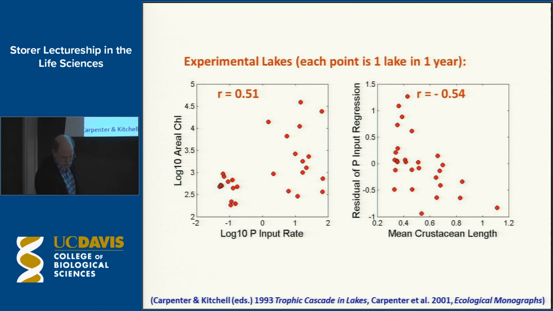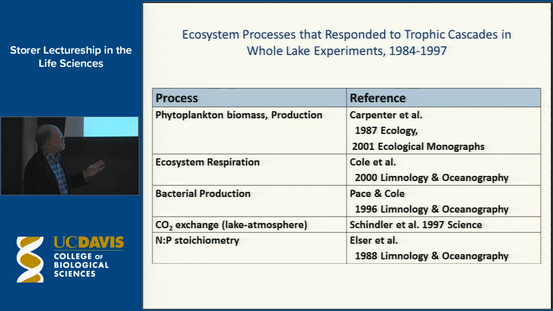Here I've shown you plant biomass per square meter. In fact, we looked at a wide range of ecosystem variables. So these variables on the left column: phytoplankton biomass production, total ecosystem respiration, bacterial production, carbon dioxide exchange with the atmosphere, and nitrogen phosphorus stoichiometry. These are all things that are normally, certainly in the 1980s, and were considered the purview of ecosystem ecology.